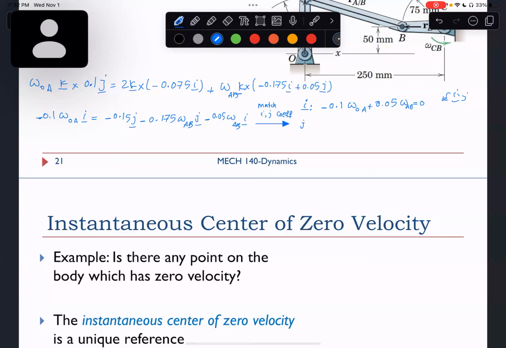And how about the J direction? In the J direction, I have negative 0.15 minus 0.175 omega AB. That's it, right? These two terms. The sum of these two should be 0.